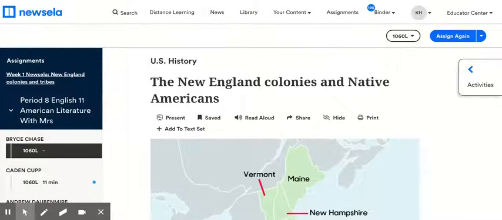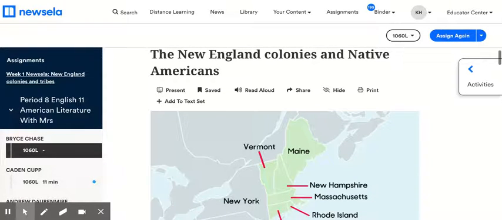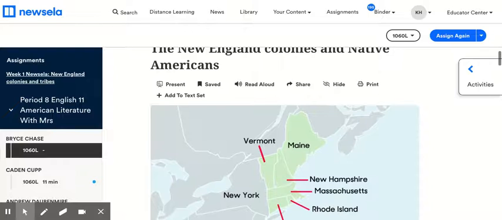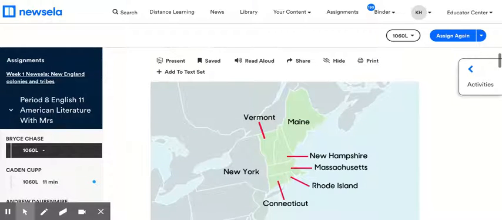It's called The New England Colonies and Native Americans. We went over this in class, but in case you missed class, or you just don't remember, or maybe you were absent, I wanted to give you this information because I think it's really important.